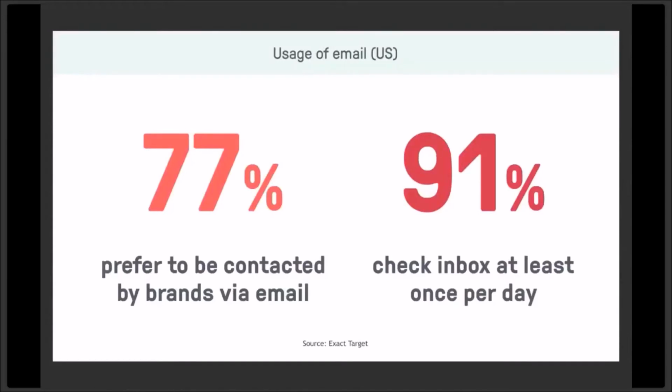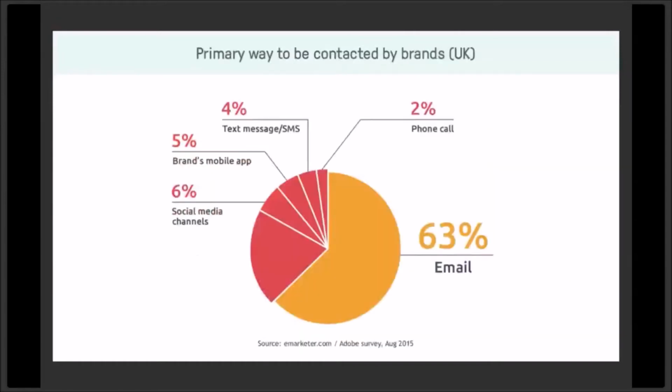And here is a research about United States data that email is actually the most preferred channel to be contacted by brands. And another good part of it is that people do check email inboxes. More than 90%, according to the survey, 91% of all internet users, check email on a daily basis. So the probability to reach your target customer is really high.